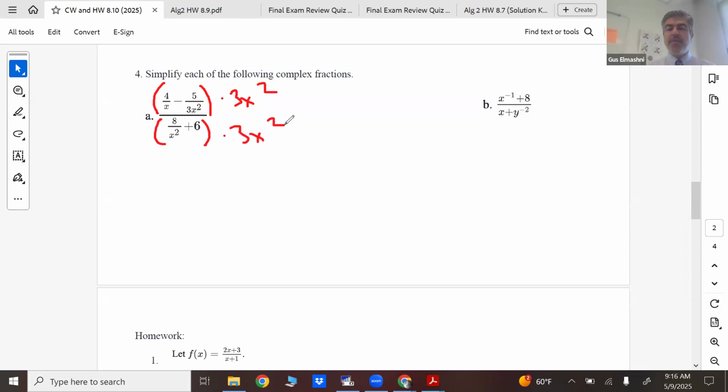All right. Here's what you're going to do. Every term, not just fractions, but even whole numbers like 6, gets multiplied by 3x squared. Think about it. Here's what's going to happen. You have 12x squared over x minus 15x squared over 3x squared.